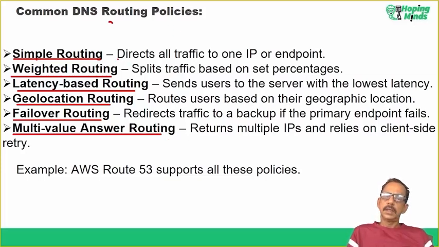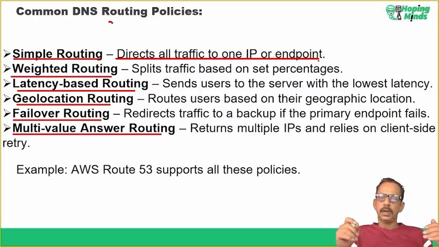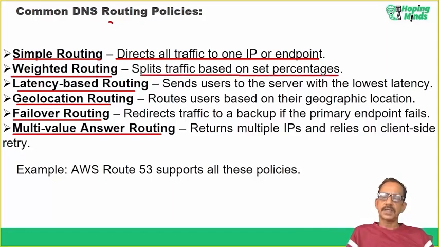Simple routing directs all the traffic to one IP or endpoint. You can say one-to-one, where we configure the traffic to be forwarded to only one IP or endpoint. That's simple routing. Weighted routing splits traffic based on percentage. For example, 20% of traffic goes via this route, 30% via this route, and 50% via this route.